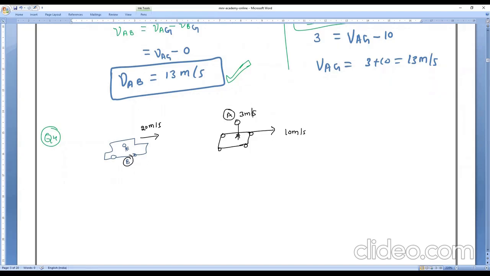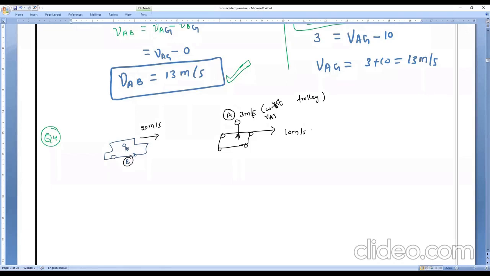So 3 meters per second with respect to whom, guys? With respect to the trolley or with respect to the ground? With respect to the trolley. Means, can I say that the velocity of A with respect to the trolley is 3 meters per second? Is it okay, guys?